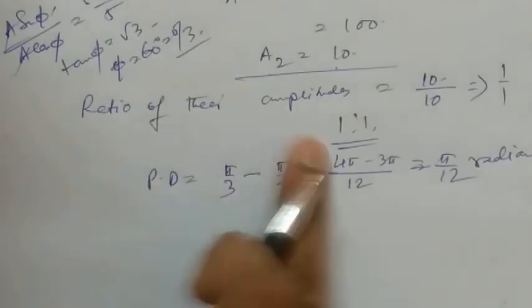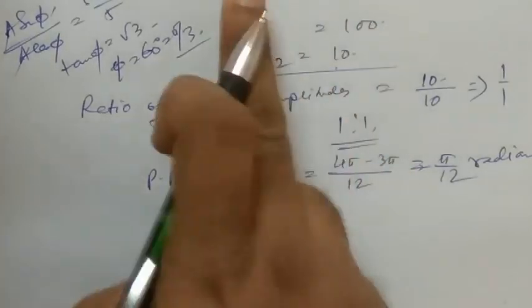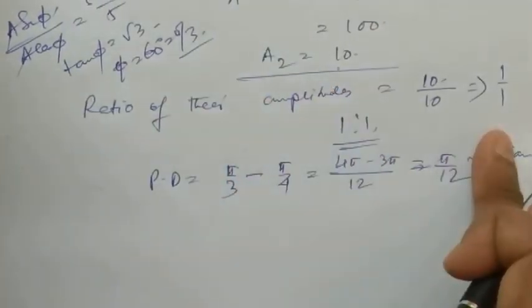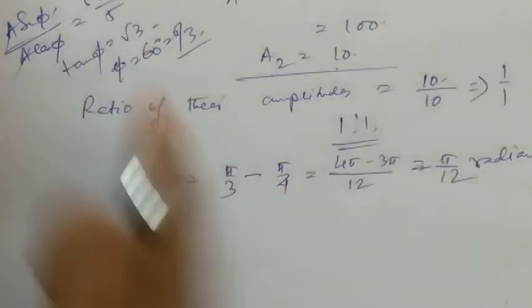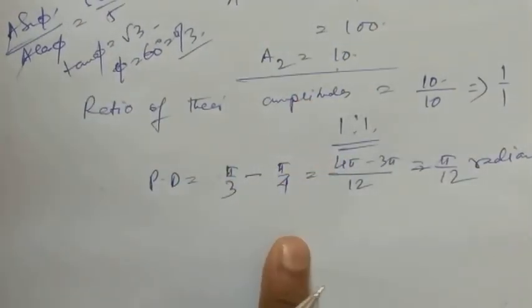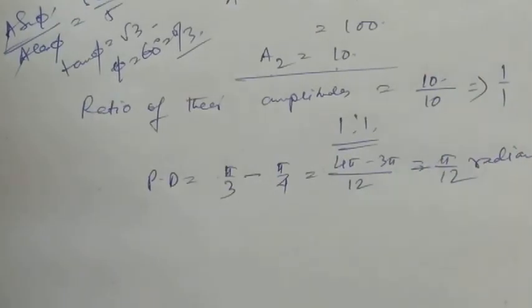So the ratio of the amplitudes was 10 by 10, A1 also 10, A2 also 10, so it becomes 1:1. And the phase difference, the first one is pi by 3 and the previous one was pi by 4. So it becomes pi by 12 radians.